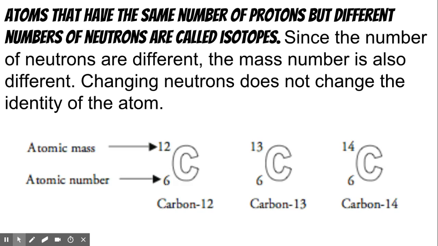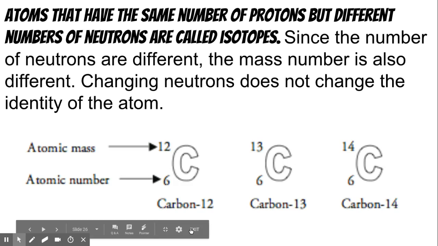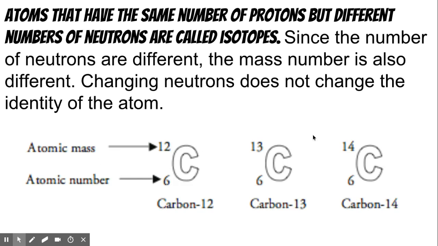So here we have our carbon isotopes. We have carbon-12, carbon-13, and carbon-14. Notice that the element dash and its mass lets you know that it's an isotope. This is also the isotope notation. Your atomic number is always on the bottom, and then that mass number, or in this case, they're labeling it atomic mass, is on the top.